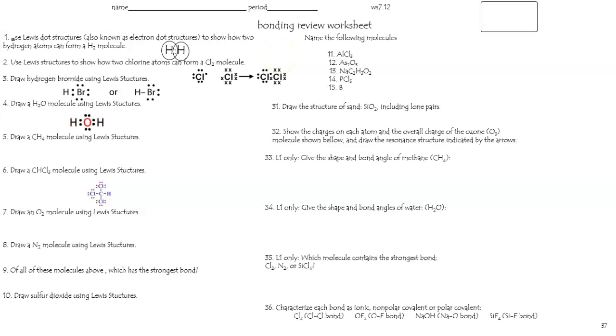H2O. Draw the lines. That's fine. Well, here it is with dots. 2 for each hydrogen, isoelectronic with a noble gas. 8 for oxygen, isoelectronic with neon. Great stability for each one.